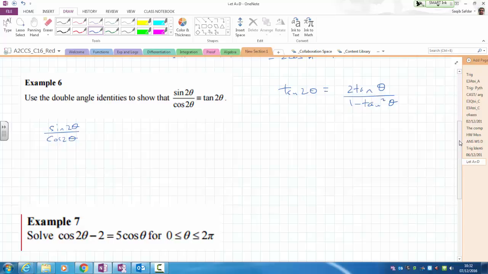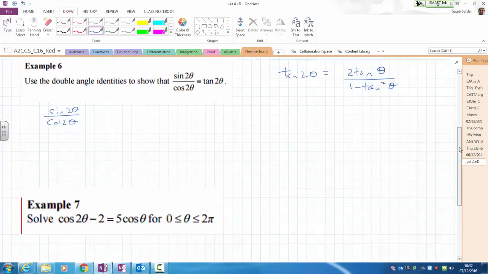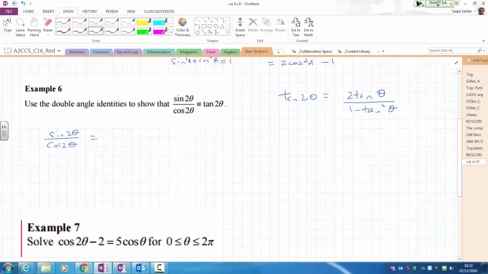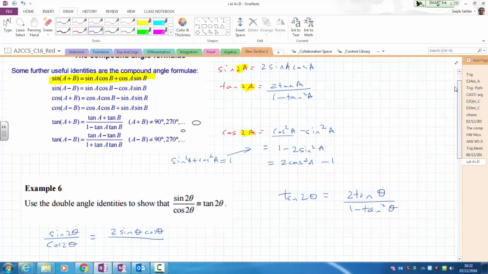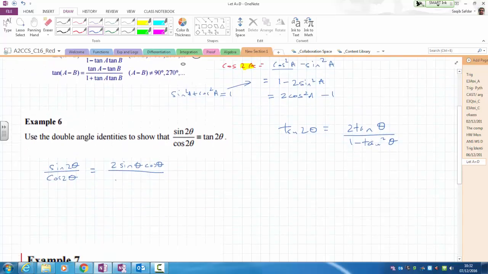If we go back, we know sine 2 theta can be written as 2 sine A cos A. So let's write that down. 2 sine theta cos theta divided by the identity for cos 2 theta, which is cos squared A minus sine squared A. So let's write that. Cos squared theta minus sine squared theta.